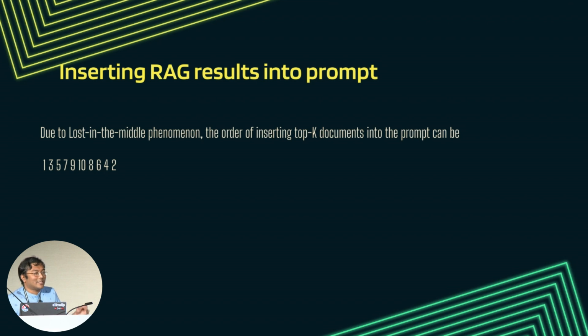So what you can do is, if you want to bias your model in terms of selecting the documents that the re-ranker or your retrieval model has said are the most relevant, then you put them something like this. If this is the top K, then you put the least relevant documents in the middle, so it's not going to matter.